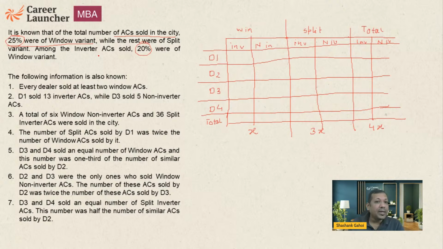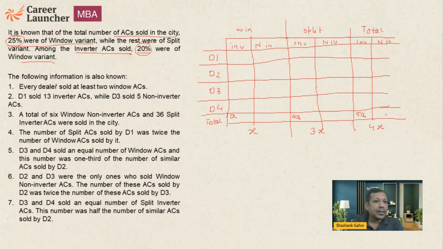So that's why it is important to write the values in terms of fractions as compared to percentages. Now, among the inverter ACs, 20% were window variant. So let's say the total number of inverter ACs is 5A. Then how many of them are window variant? That is going to be A. So how many are going to be split? That is going to be 4A. This is what we got. So this is 4A and this is A. Am I writing right? Okay, so inverter ACs, that's fine.